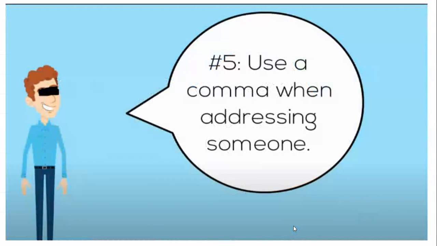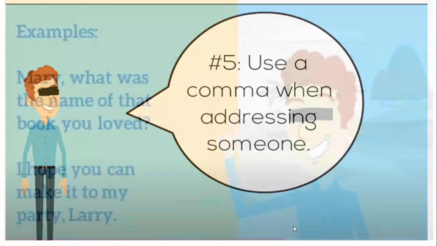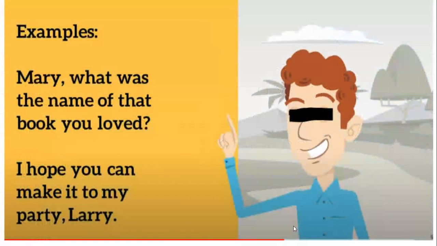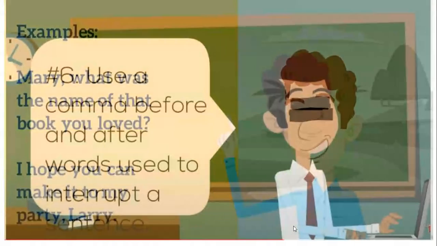Rule number 5. Use a comma when addressing someone. Mary, what was the name of that book you loved? I hope you can make it to my party, Larry. After Mary and before Larry, we have put a comma to show that both of these are names.